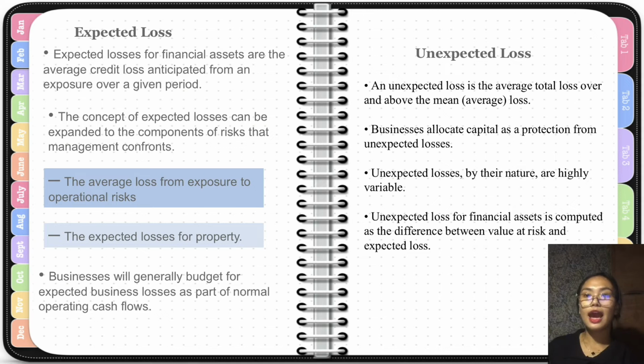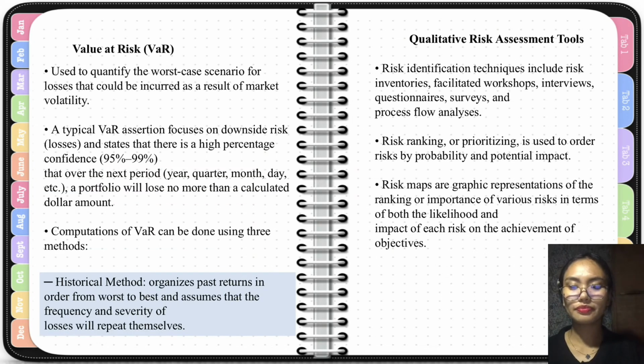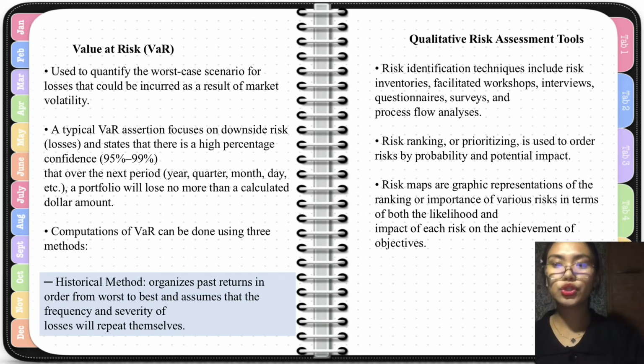Then next is the unexpected loss. Overall, this means that the business has an unexpected loss. It will happen by its nature and it is normal for the business. It is also computed as the difference between VaR and the expected loss. So what is VaR? This is used to quantify the possible financial loss in the business over a specific time period.